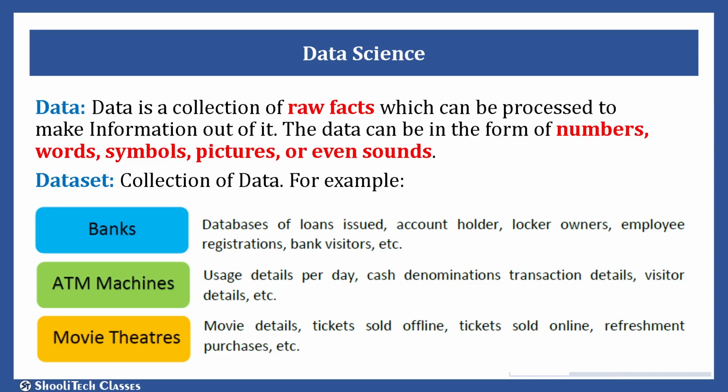Now, let's first understand what data science is. And for that, we need to understand what data is. Data is a collection of raw facts and figures. It can be numerical, text, images, sounds, videos, or anything. And the collection of data is called a dataset. You must have observed many areas where data collection is required. Like in banks, data is collected to know the customer, employees registration, bank registration. In ATM machines, to know the visitors, to know the cash denominations. In movie theaters, to know the movie details or to know information about tickets sold, right?